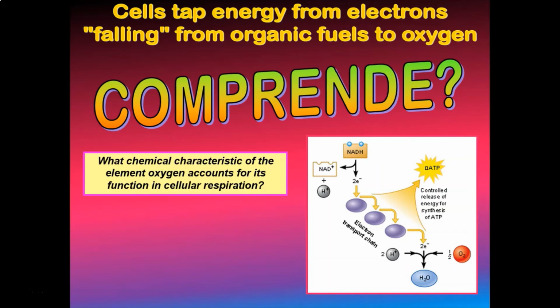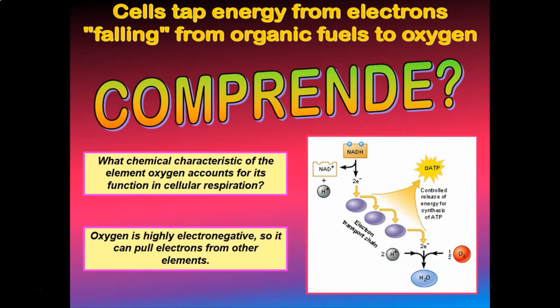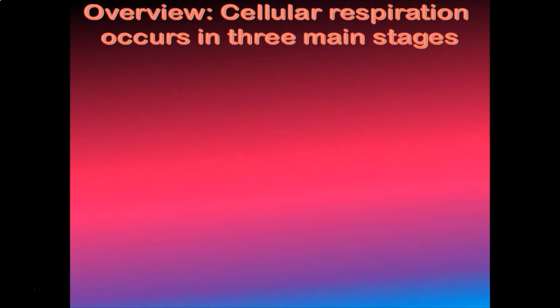Comprende. So what chemical characteristic of the element oxygen accounts for its function in cellular respiration? Think about that. It's that it's so electronegative, right? It can pull electrons from other elements, because it really loves those electrons. Very electronegative atom. Okay. And just a little bit of background today. So before we draw our pictures together, an overview.